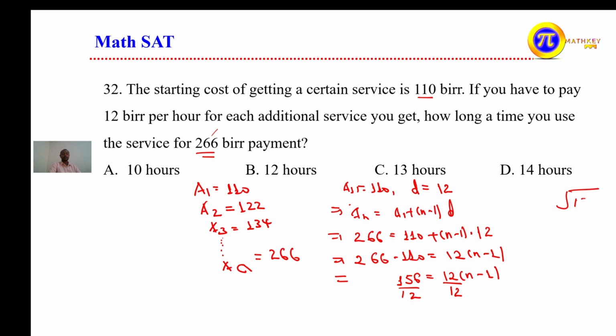156 divided by 12: take from 15, 1 times 12, that is 12. Take their difference, which is equal to 3. Take 6, 36 divided by 12 is 3. So this implies 13 is equal to n minus 1. But the value of n, this implies the value of n is equal to 40.